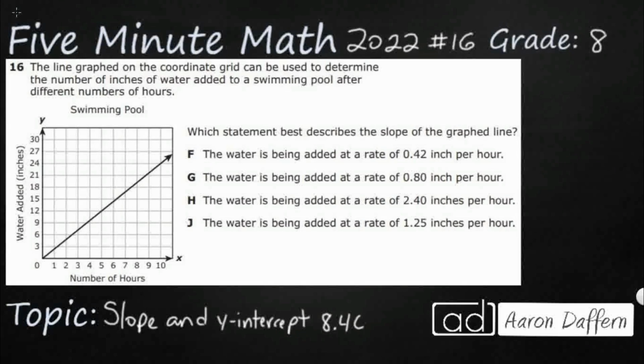Today we are looking at the 8th grade concept of slope and y-intercept. This is standard 8.4C in the great state of Texas, and we are using item number 16 of the 2022 released STAAR test. If you have not done so already, please go ahead and take a moment to pause the video, work this problem out on your own, unpause it, and we will look at our answers together.